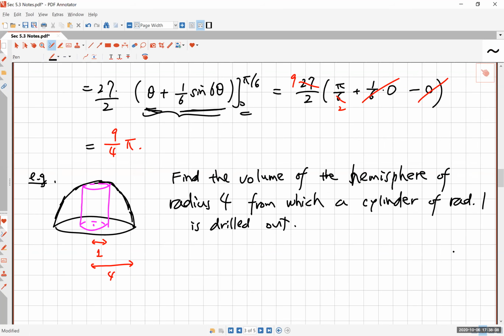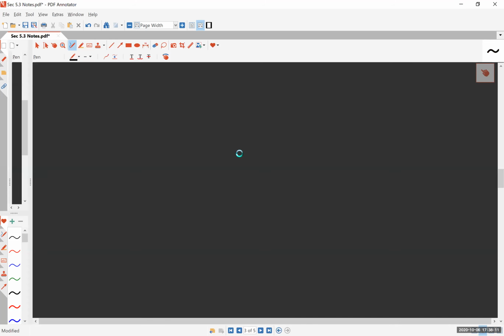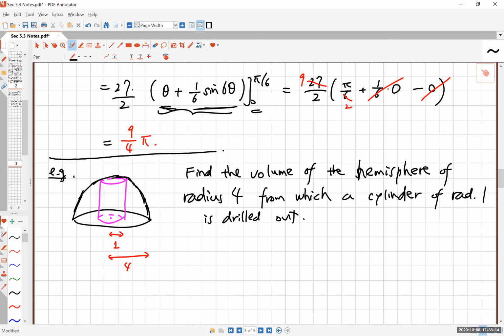So the question here is this. I want you to find the volume of the hemisphere of radius 4, from which a cylinder of radius 1 is drilled out from the middle. So you take a tool and you drill out this radius 1, basically diameter 2, cylinder. So you have this thing that's hollowed. It's a hemisphere, except the middle part is drilled out, and it sort of looks like molding for a cake or something. Try to find the volume of this.